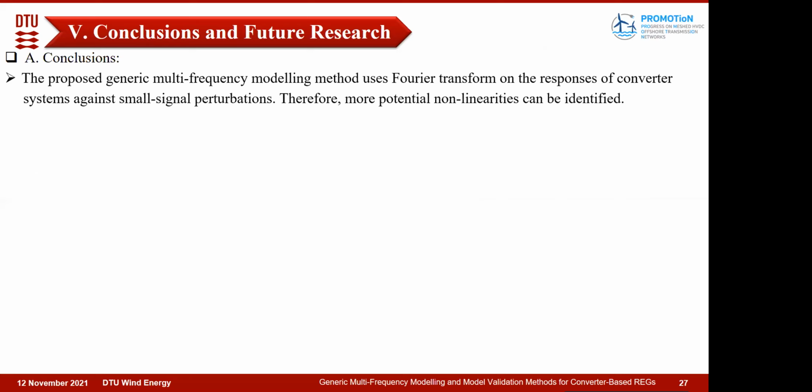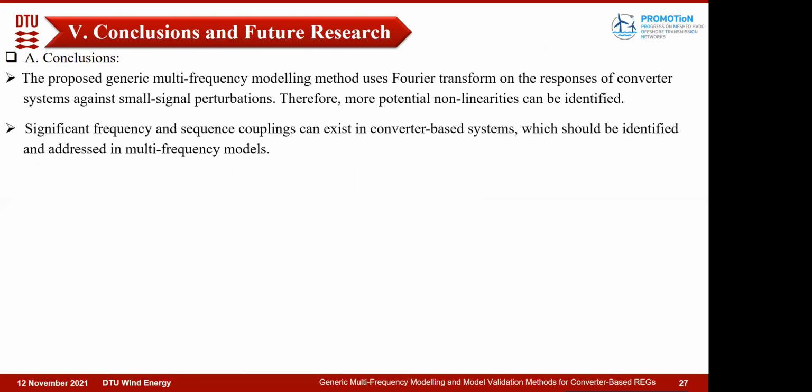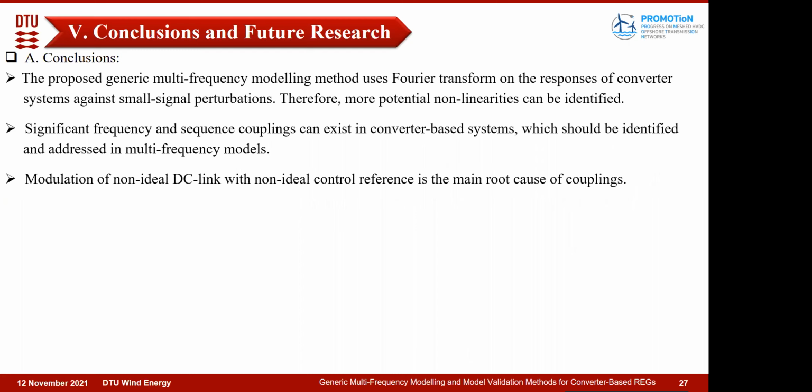So, as a conclusion, the proposed generic multi-frequency model uses the Fourier transform on the response of the converters to perturbations. Using this Fourier transform, we can detect more potential nonlinearities in the converters. The second is that significant frequency and sequence couplings can exist in converter-based systems. This should be identified and addressed in the models. And as we discussed, the main root cause of the couplings is the modulation of the non-ideal DC-link with a non-ideal control reference.